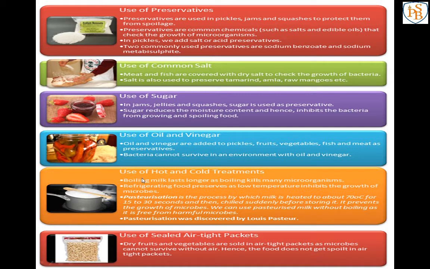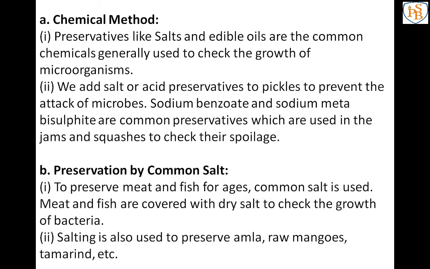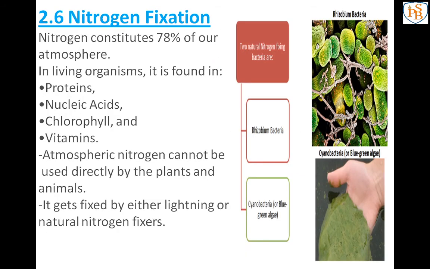Next one is the use of hot and cold treatment, means the pasteurization method is there. And next one is the use of sealed airtight packages, that is about storage and packing. Means we have to keep the food in a dry place and in airtight packed tins or bags. So in this way we can preserve food. I hope that you have understood about the preservation of food.